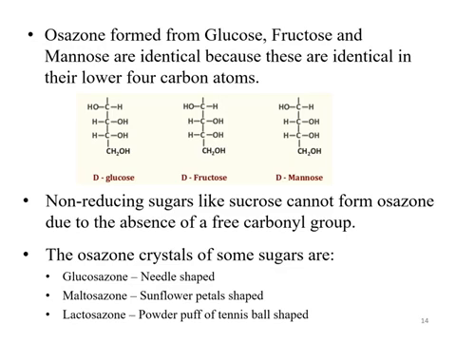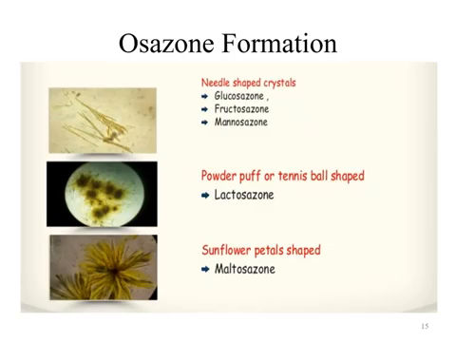The osazone crystals of some sugars are: glucosazone, which is a needle-shaped osazone; maltosazone, which is sunflower petal-shaped; and lactosazone, which is a powder puff or tennis ball-shaped osazone. Here you can see the representation of osazone formation: needle-shaped crystals, powder puff or tennis ball-shaped, and sunflower petal-shaped osazones, and these can be used for the detection of several types of carbohydrates.